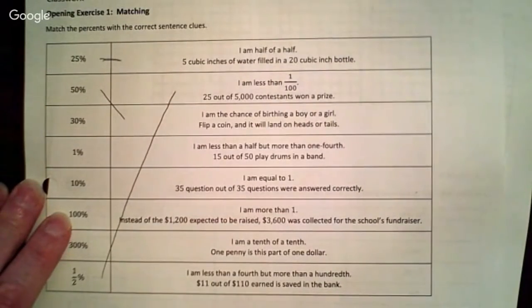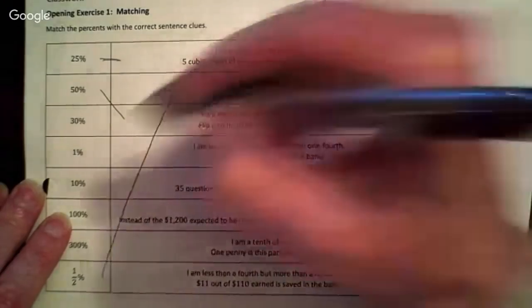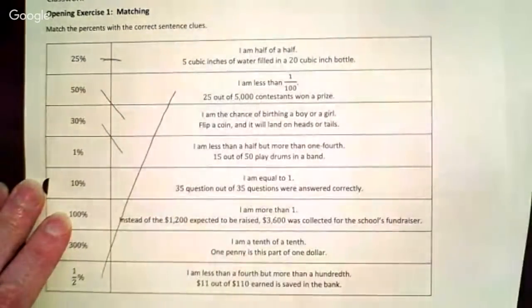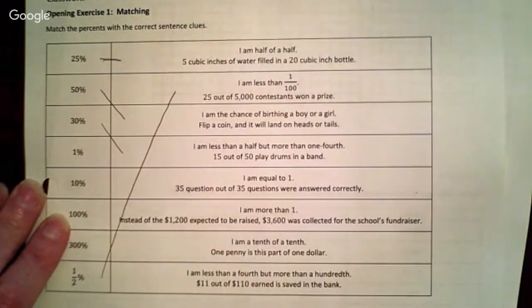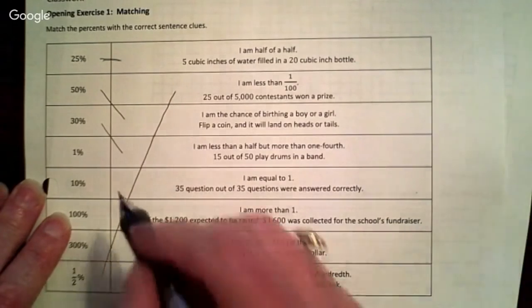I am less than half but more than 1/4. 15 out of 50 play drums in a band. That is 30%. I am equal to 1. 35 questions out of 35 questions were answered correctly. That would be 100%.